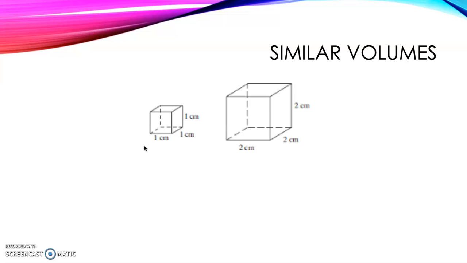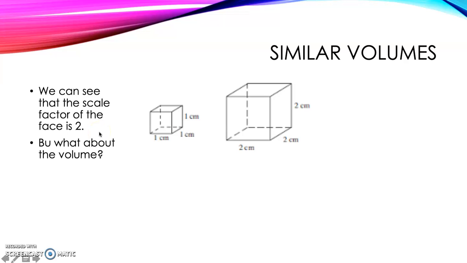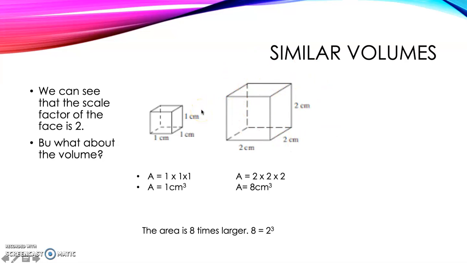Similar volumes. Let's explore what happens with volume. We can see that the scale factor again of the faces are 2. 1 times 2 is 2, so the scale factor is 2. But what about the volume? The volume of the smaller cube, 1 times 1 times 1, gives me 1 centimeter cubed. The volume of the larger cube is 2 times 2 times 2, which is 8 centimeters cubed. The volume, therefore, is 8 times larger than the smaller cube.